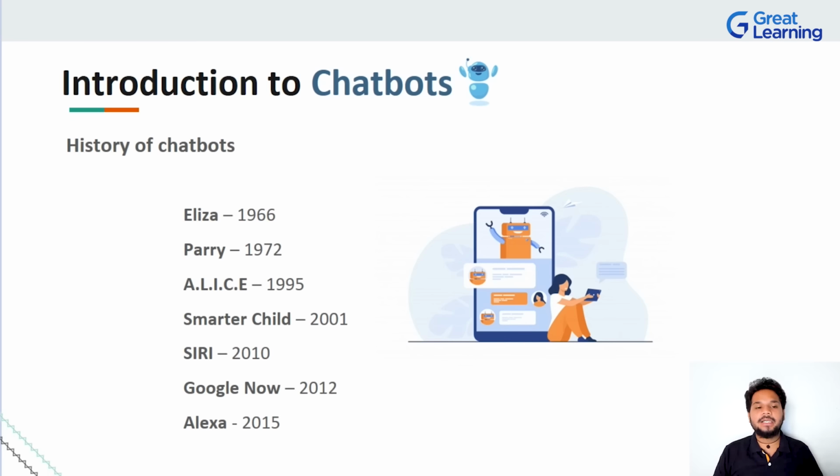All right, perfect. Now let's quickly take a look at the history of chatbots, and let's try to line everything up from the 60s to the latest standards, right? As we saw, Eliza came out in the year 1966. Then we had another chatbot called Parry in the year 1972. We had Alice in 95, and we had Smarter Child in 2001. Now there's a good chance you might not have heard of the first four, but there's a very good chance you might have heard of the next three, right? Siri, Apple's chatbot, came out in the year 2010. Google Now came out in 2012, and Alexa came out in 2015.